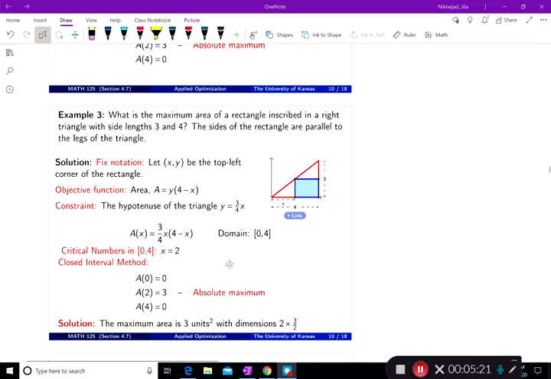And so the question is asking: what is the maximum area of the rectangle, and we also want to give the dimensions that give that maximum area. The dimension that gives that maximum area, as you saw for x, is 2. You have to plug it back into y equals 3/4 x, and you get 3/2 for y. And so the dimensions are 2 times 3/2.